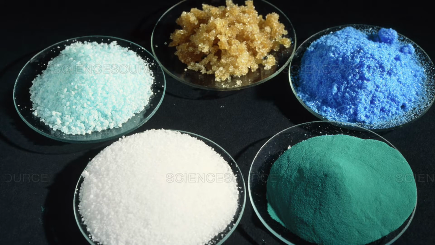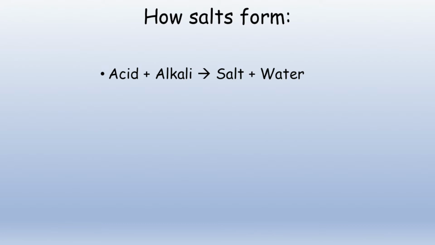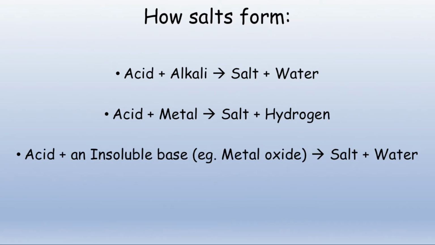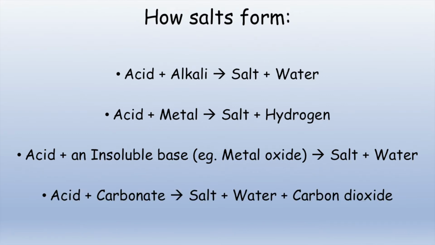A salt is a compound that forms when a substance, such as a metal, replaces the hydrogen in an acid. Your syllabus looks at 4 ways to make a salt where the hydrogen in an acid has been displaced. Acid plus alkali. You'll see this in a titration. Acid plus metal. Acid and an insoluble base, such as a metal oxide. You've seen this in your required practical.